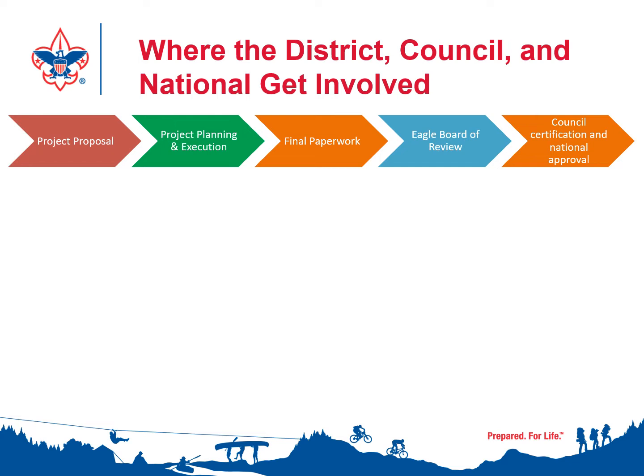The project is normally identified within the unit and the beneficiary is contacted. The beneficiary approves the project proposal. The unit committee approves the project proposal and the scoutmaster approves the project proposal. At that point, usually it's then presented to the district project reviewer, who looks at it and makes the final approval so that the project can go forward. And that's usually the first time the district hears about the project.